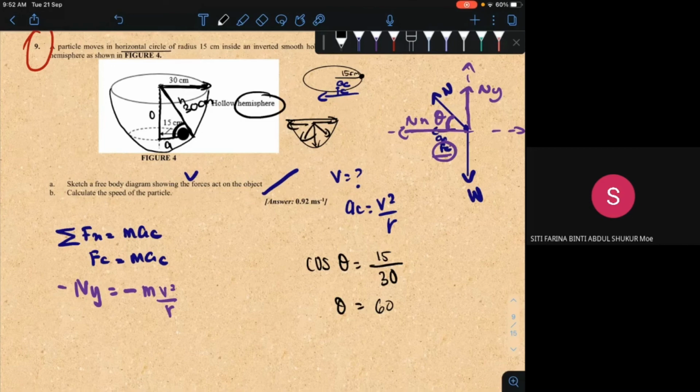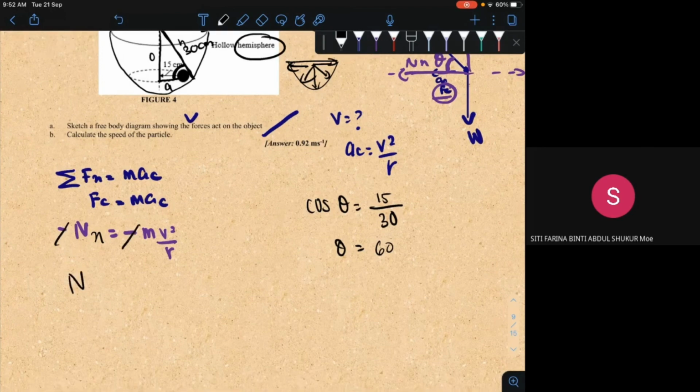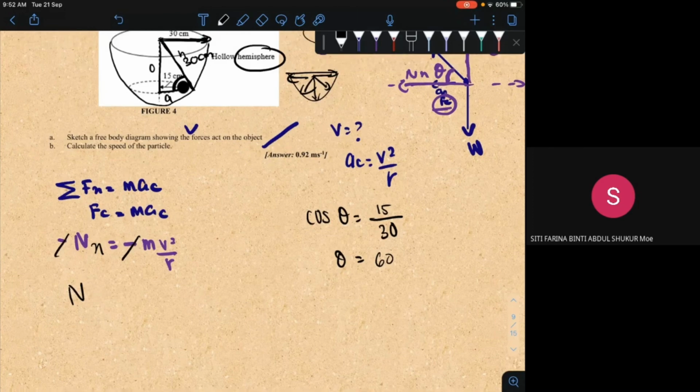Kenapa saya tulis Y dekat sini? Ini adalah X. No one betulkan saya. Ya, kamu dengar je kan saya cakap. Sedangkan saya tersalah tulis dekat sini. N kamu akan sama dengan N. Sebab theta sentuh paksi X. Dia akan jadi cos 60 sama dengan M V square over R.